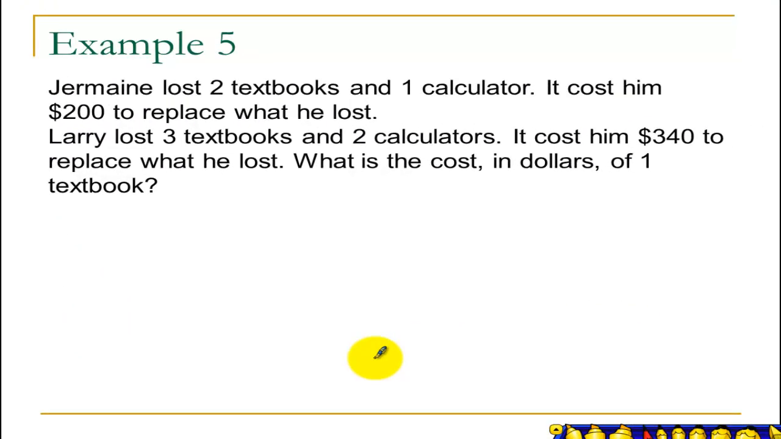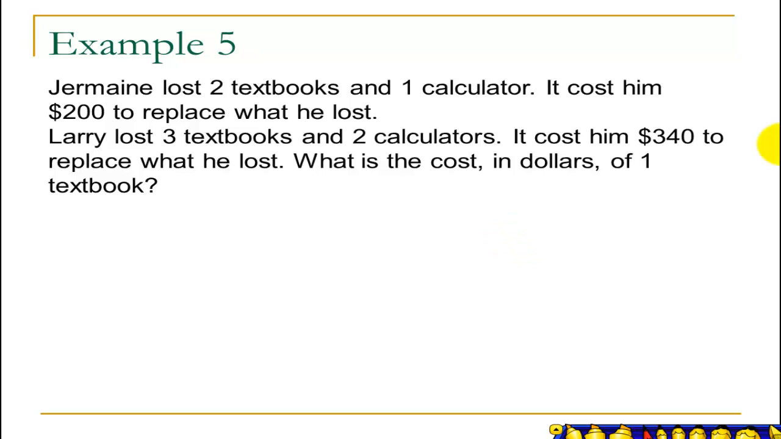Example number 5. Jermaine lost 2 textbooks and 1 calculator. It cost him $200 to replace what he lost. Larry lost 3 textbooks and 2 calculators. It cost him $340 to replace what he lost. What is the cost in dollars of 1 textbook?